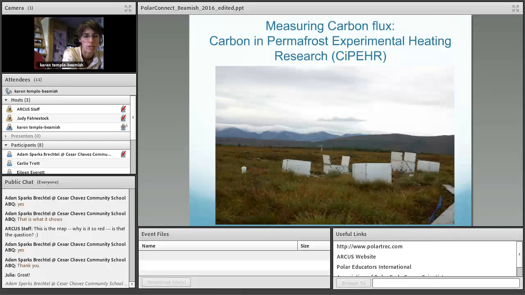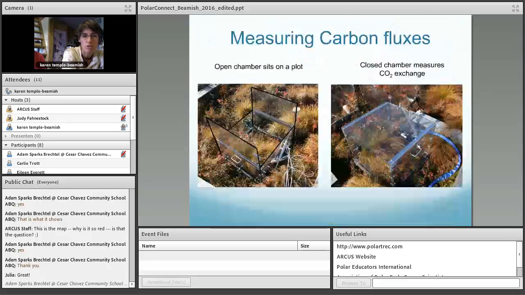And then we have a few other sensors. Karen showed a picture with Michael with the force diffusion sensors. That's like a miniature chamber that sits on the soil that can measure carbon release from the soil, respiration, and decomposition. So we have a few different tools that we use.